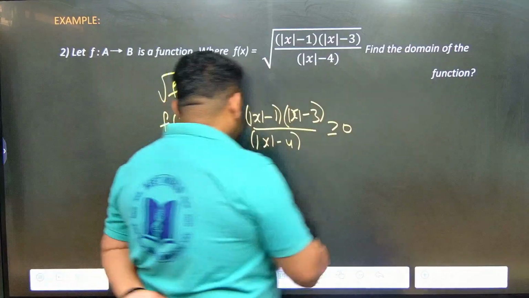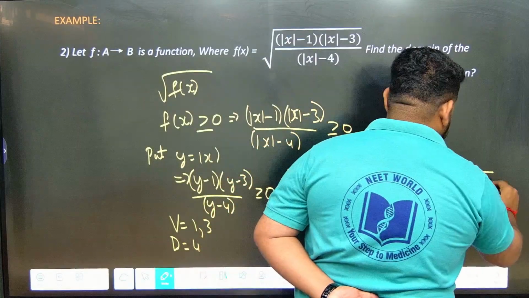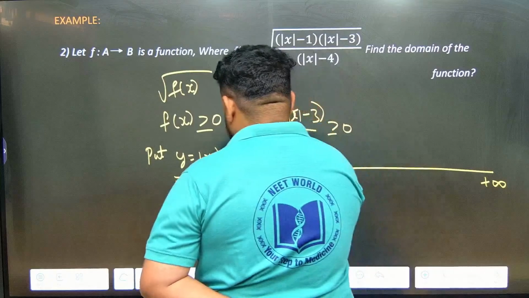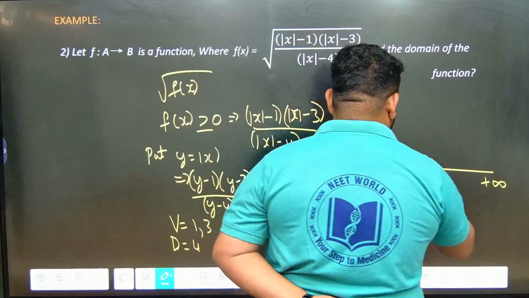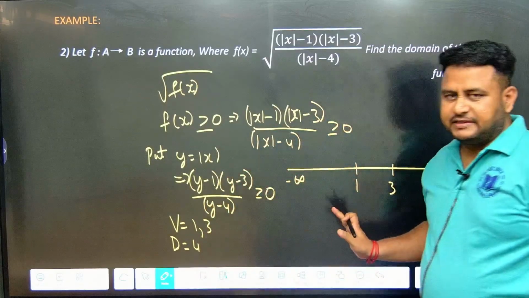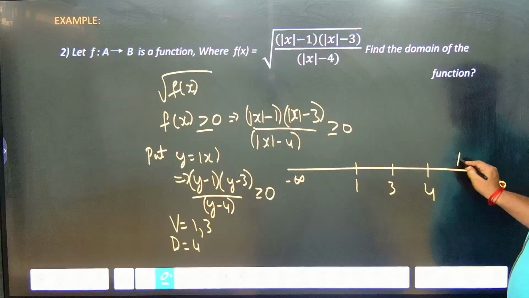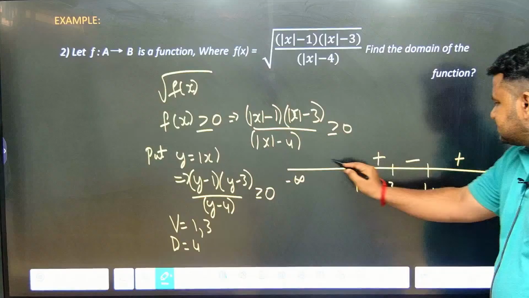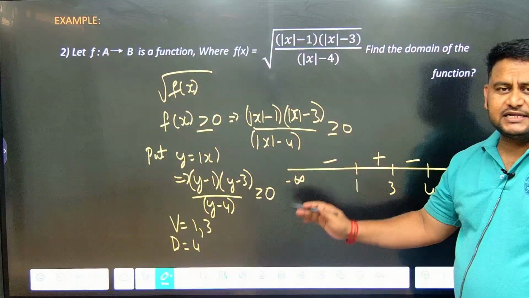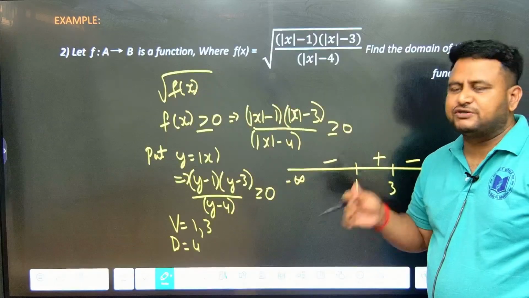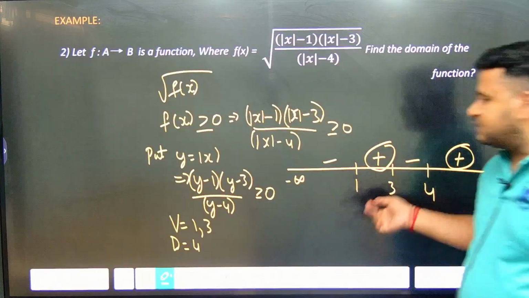Now let us apply the wavy curve method for y. This is minus infinity, this is plus infinity. The values we have are 1, 3, 4, which we arrange in ascending order. Now we put the signs: here this will be plus, this will be minus, this will be plus and this is minus. Now this is greater than or equal to 0, which means they are asking about the positive region. So this is the positive region for us and this is also a positive region. So write the intervals for that.